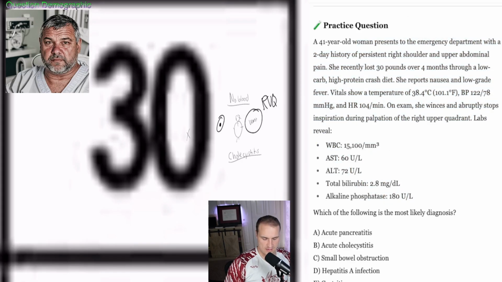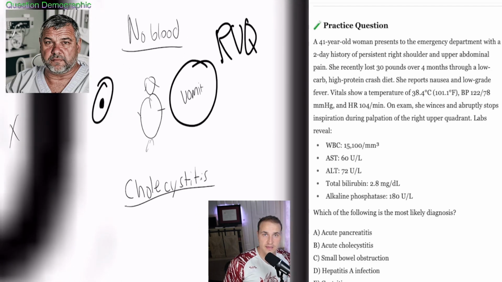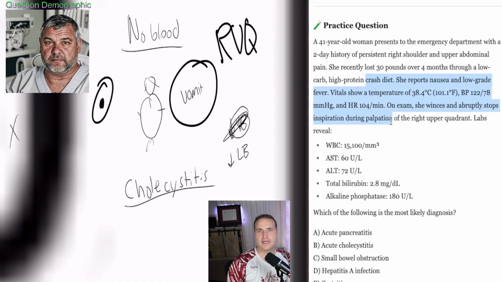What's the diagnosis? All right, so the big things that I see in this question, and I've written some notes over here before, is we have some rapid weight loss, right? So here we have losing a lot of pounds in a short amount of time. So that's like a risk of a gallstone. Right upper quadrant tenderness, that's what we're seeing here.